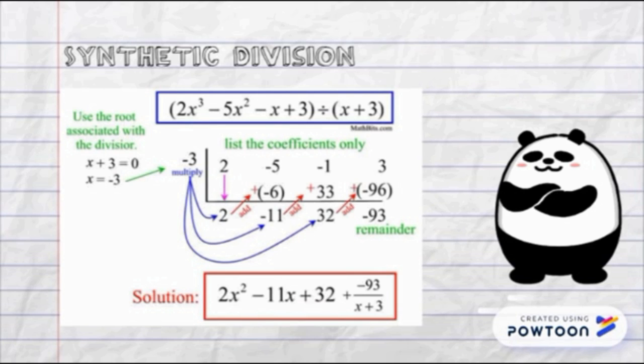Then we're going to multiply negative 11 times negative 3. That will give us positive 33. Negative 1 will be added plus 33. That will give us 32. Then 32 times negative 3. That will give us negative 96. Then we'll add 3 plus negative 96. That will give us negative 93.